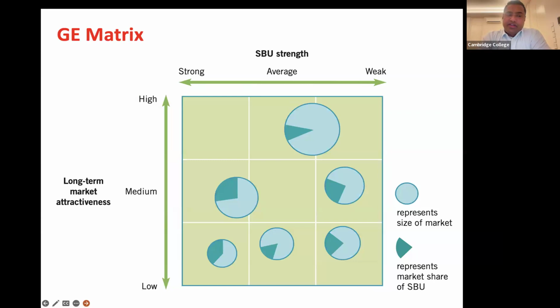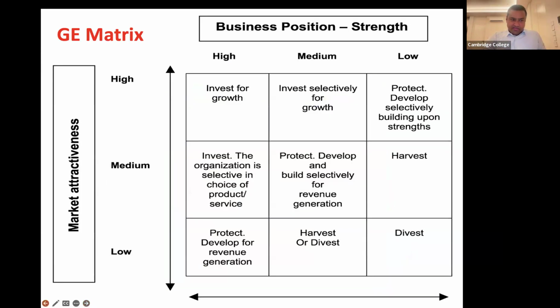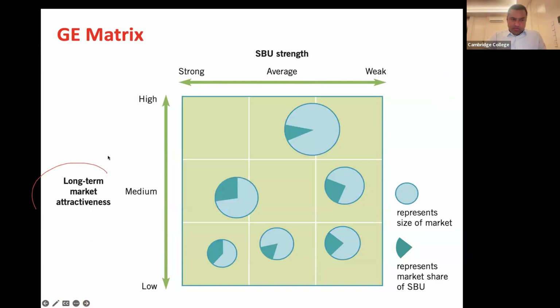And then you have what we call the GE matrix. The GE matrix is a 9-cell model, right? It is also a portfolio analysis tool. But unlike the BCG matrix, the GE matrix looks at the market attractiveness, high, medium, low, and the strength of each product or SBU, high, medium, or low.